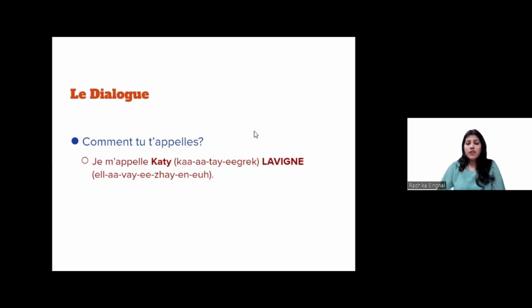L-A-V-I-G-N-E. So here the person is telling her name, Cathy Lavigne, as well as spelling it out for the other person. Now, here Cathy Lavigne told her first name as well as the last name. But what do we call a first name in French? First name is known as prénom and last name is known as nom.